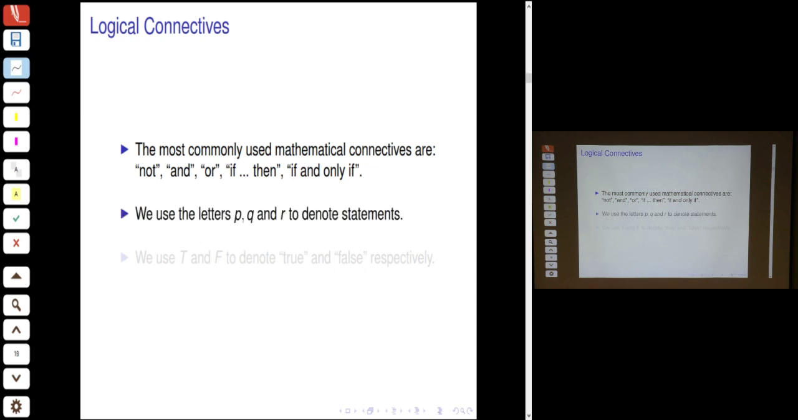Okay. So now the atomic, the shorter parts, we don't want to repeat all the time. So let's use a letter to represent them. Usually we use P, Q, and R to denote a statement. And then we try to put P, Q, R together by connectives. Also, we use the capital T and capital F to denote true and false respectively. So these are, again, very natural.